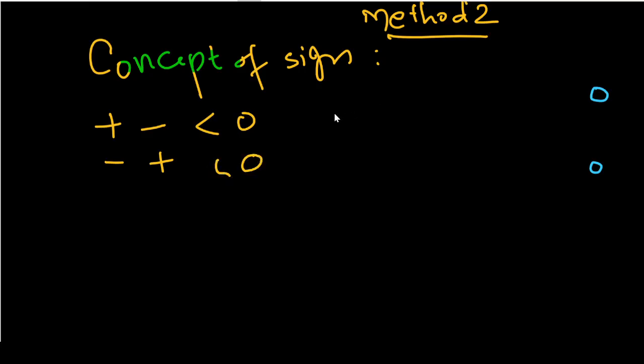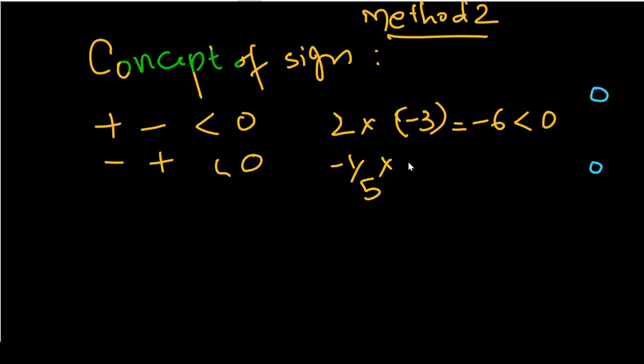For example, if 2 is multiplied by minus 3, what will we get? We will get minus 6, which is negative. Similarly, if minus 1 by 5 is multiplied by 4, again it is negative. Similarly, this is the less than sign, guys.